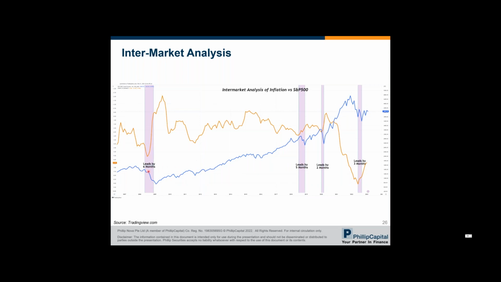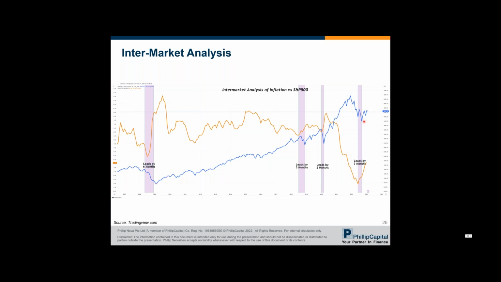As you can see here in the 2009 period, the orange line here is inflation, but inverted upside down. So the low point here is actually when inflation is high. If you look at the readings on the y-axis on the left, higher number at the bottom, lower number at the top, that shows that this chart is inverted. So you can see that as inflation peaks, 6 months later, the S&P 500 bottoms.